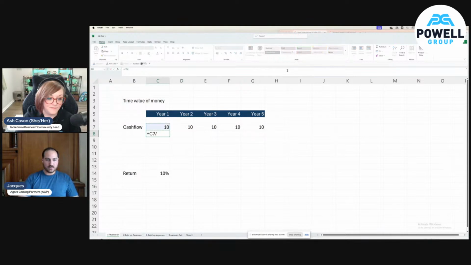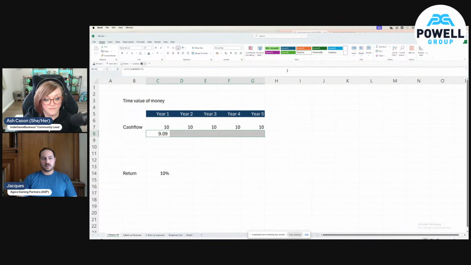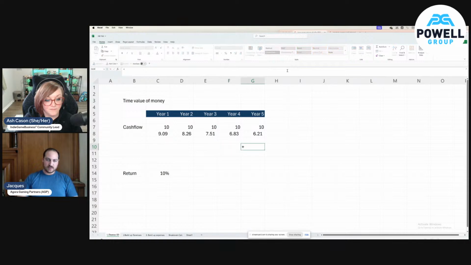So you would do 10 over 1 plus our rate of return, to the exponent of the number of periods that have passed. This is a pretty common formula. This is the formula for the time value of money. And so we say, okay, if you gave me $10 a year from now, I'd like $9 today. $10 2 years from now, I'd like $8 today. $10 3 years from now, well, give me $7.50 today. And $10 5 years from now, I'd much rather take $6.21 because I could invest them. And if I did that, I would get $10.